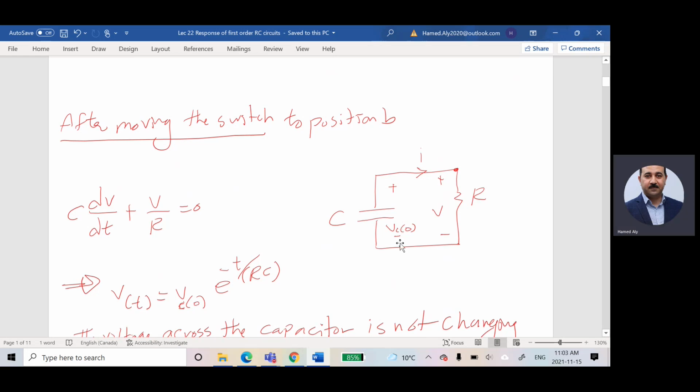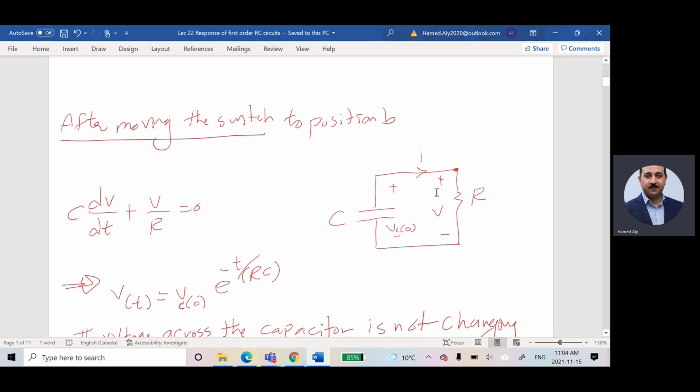If this is positive and this is negative, and this is positive and this is negative, I can say I have current in this guy and current in this guy. So the current coming from this guy is equal to C dV by dt, and this is what we studied before while I was talking about the capacitor. I told you the current across the capacitor I is equal to C dV by dt.